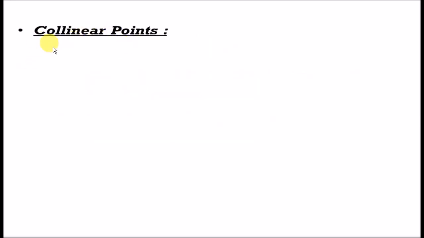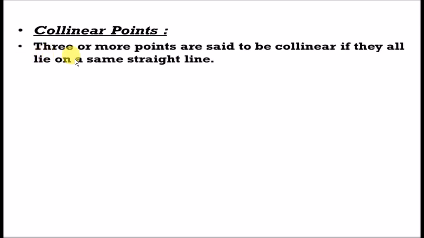Now if you break the word properly, there are two words, co and linear. Co means together and linear means in a line. So those points which are together in a line are called collinear points. The exact definition is: 3 or more points are said to be collinear if they all lie on the same straight line.